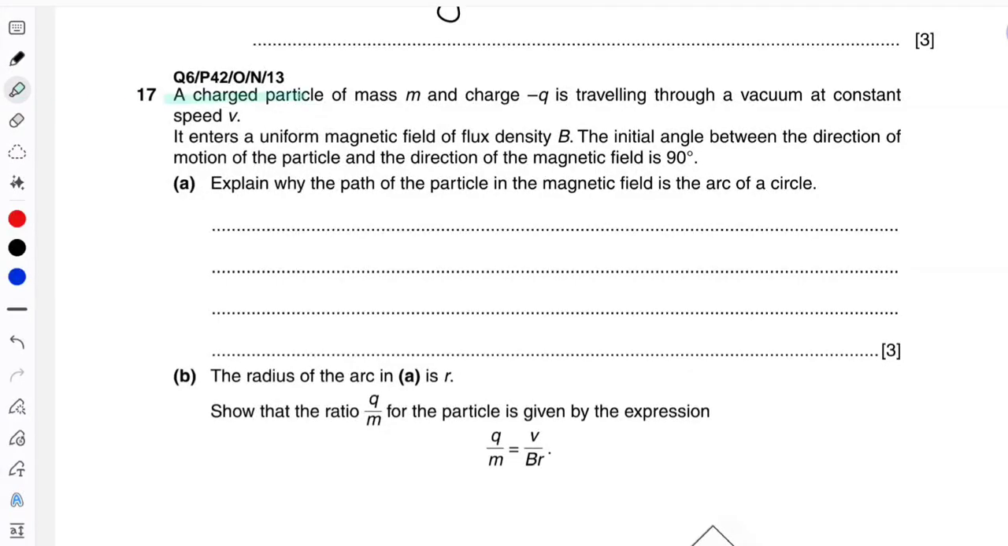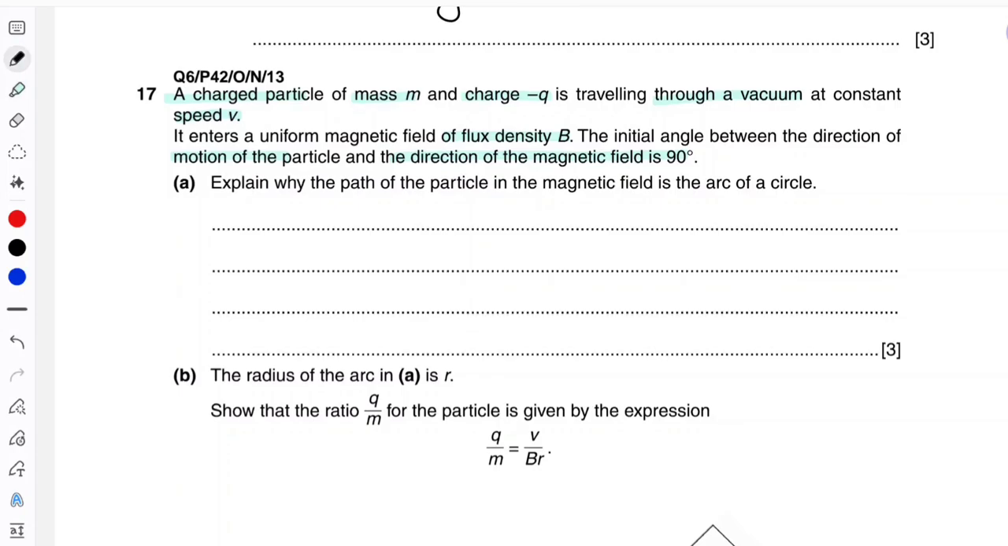A charged particle of mass m and charge minus q is traveling through a vacuum at constant speed. It enters a uniform magnetic field of flux density B. The initial angle between the direction of motion of the particle and the direction of the magnetic field is 90 degrees.